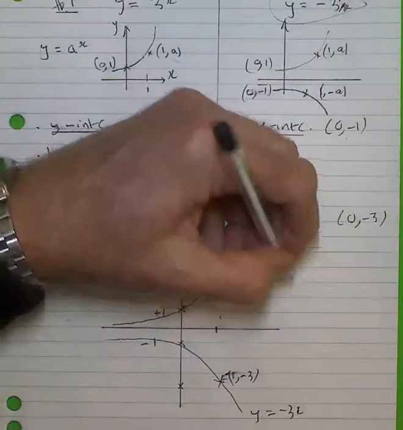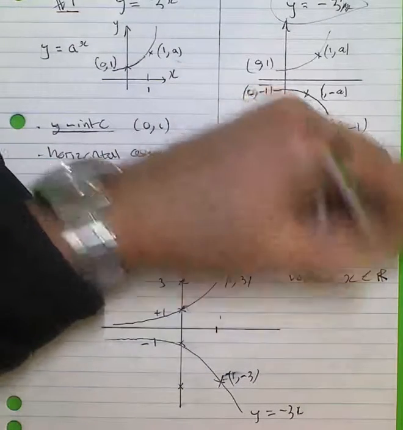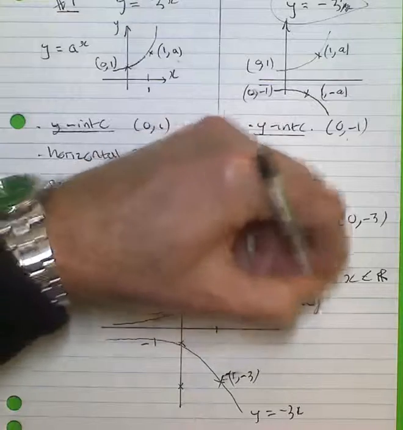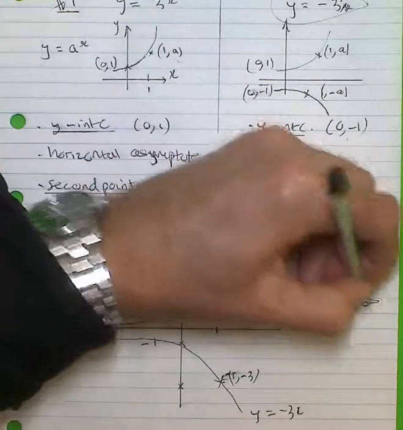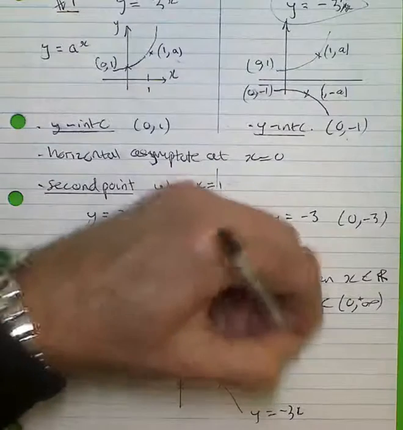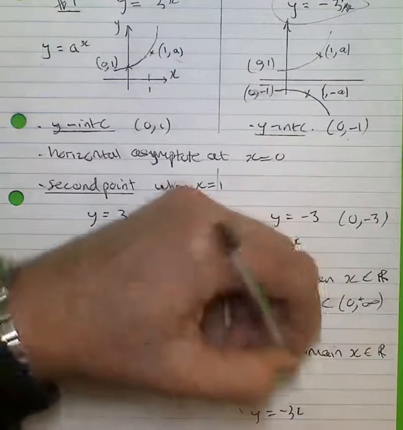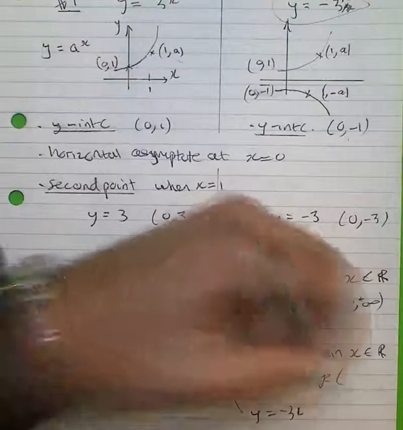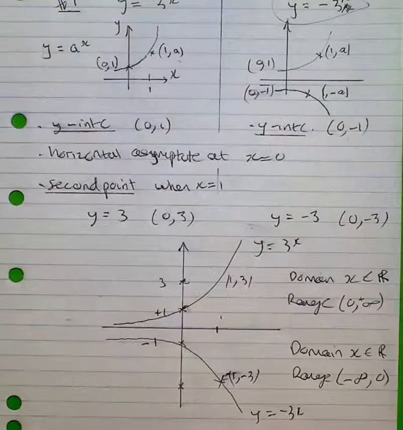In the first case, domain, x is an element of real. The range, clearly this doesn't go below 0, so between 0 and positive infinity. And we say from negative infinity through to 0.